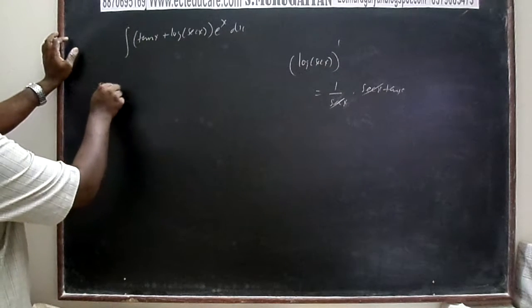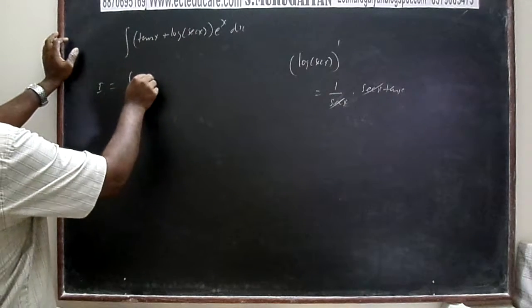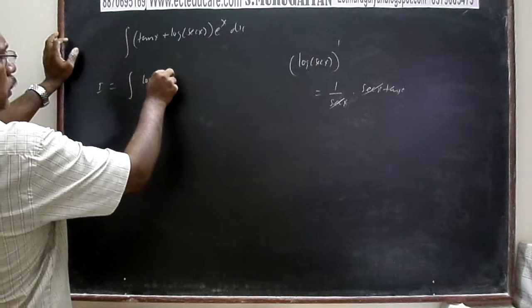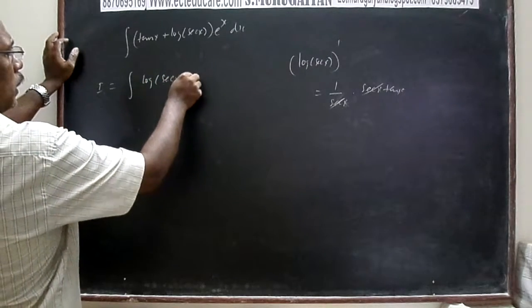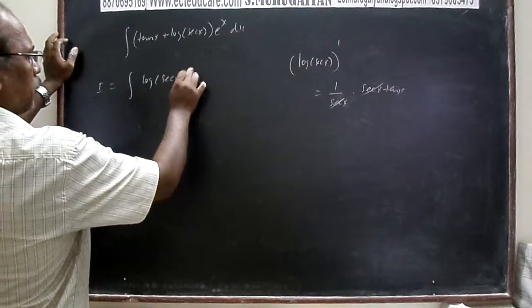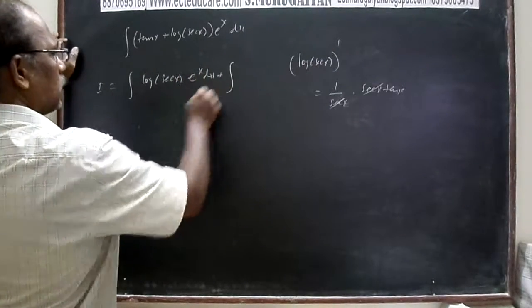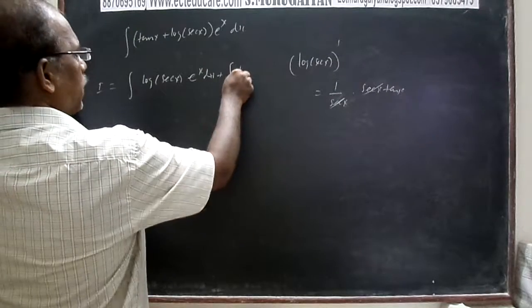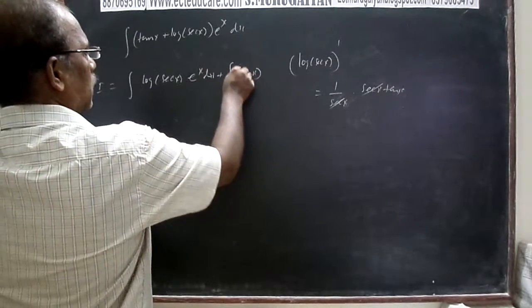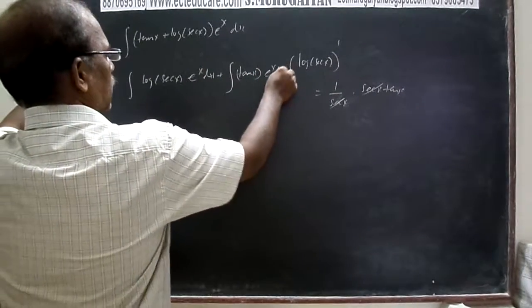So how to separate: integral of log of secant x into e power x dx, the first integral, and the next integral of tan x into e power x dx.